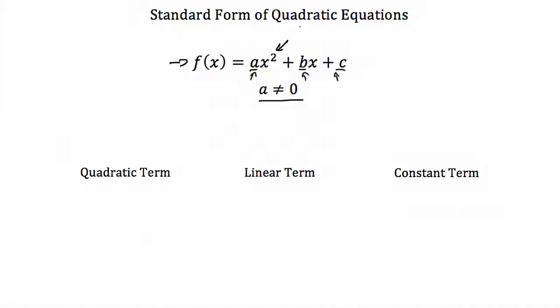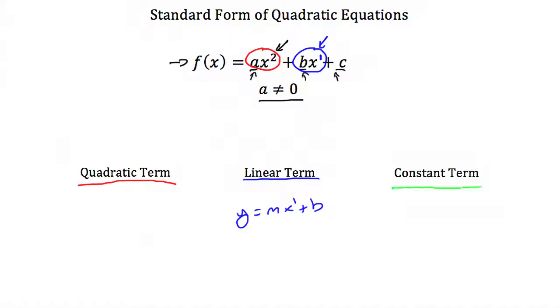Now each one of these terms in the quadratic equation has a name. Our first term here with the square is called our quadratic term. Our term with just an x, or x to the first power, this term is our linear term. And notice most linear equations are y is equal to mx plus b, say. Notice we have an x to the first power. So that's why this is called the linear term. And then our last term is just our constant term, or it's the number that's added on the end.